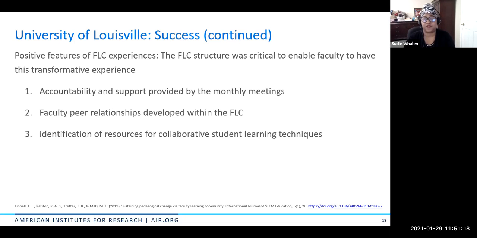Faculty peer relationships developed within the faculty learning communities. Again, we talk about how college campuses often leave us feeling siloed. This gave them an opportunity to really get to know each other, develop and establish peer relationships, and learn from each other. And then lastly, the identification of resources for collaborative student learning techniques was another thing that they did together. And they really enjoyed having the opportunity to learn from each other how to best serve the students and how to move them along in terms of their own collaboration and to learn additional teaching techniques. So the other trend here was just the positive impact of having the FLC on the campus.